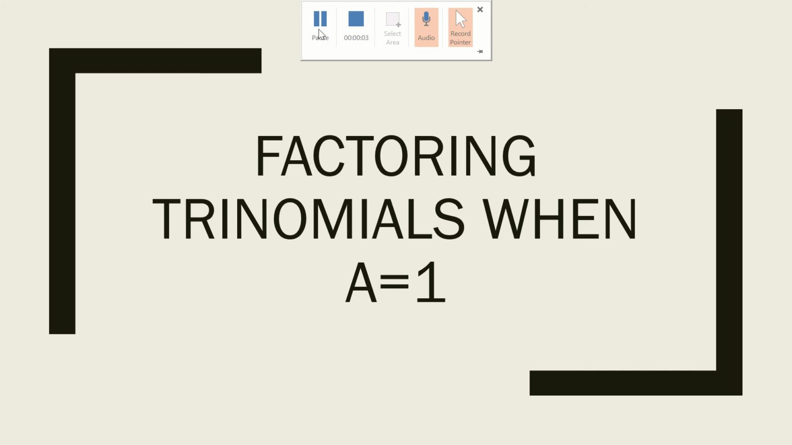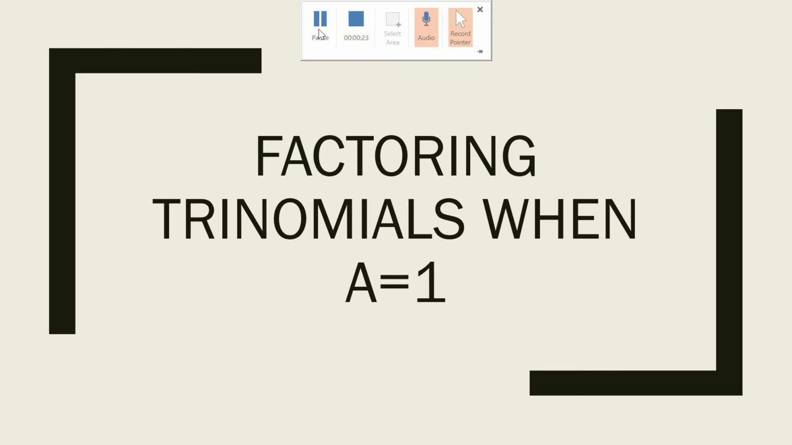Hey guys, today we're going to look at our next factoring method. The first one that we talked about was factoring using the greatest common factor, GCF. Now we're moving on to quadratic trinomials where the first coefficient is 1. There's another way that we can factor those.